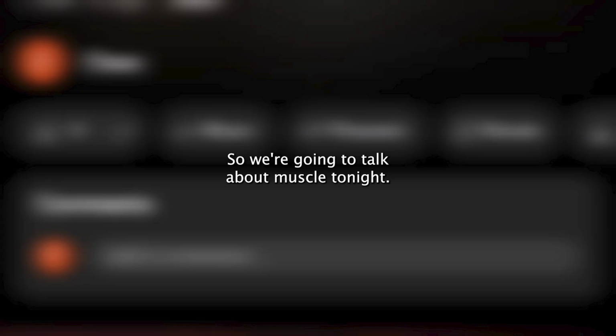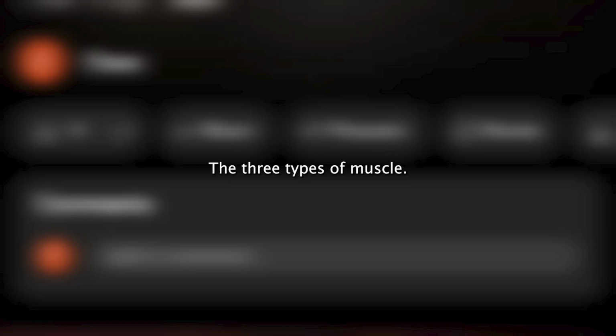Okay, so let's get started. We're going to talk about muscle tonight. The three types of muscle, what are they? Skeletal, cardiac, and smooth. Why is it called smooth muscle? There are no striations. Very good.